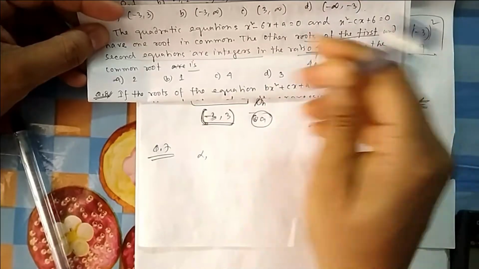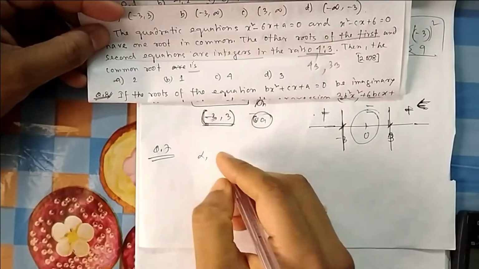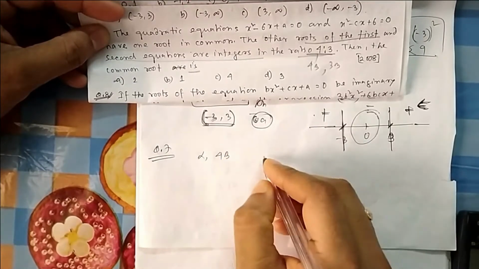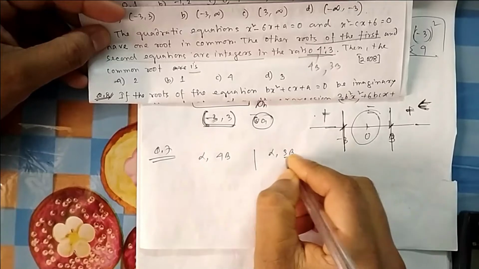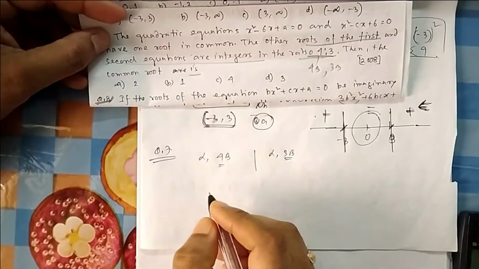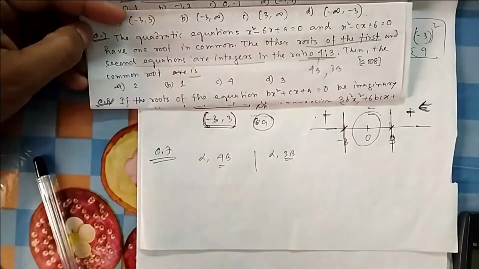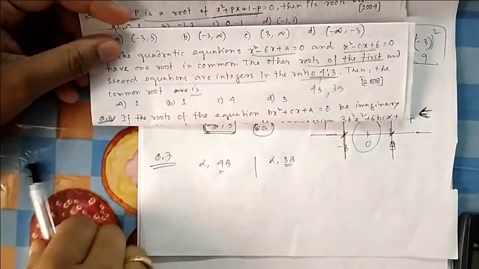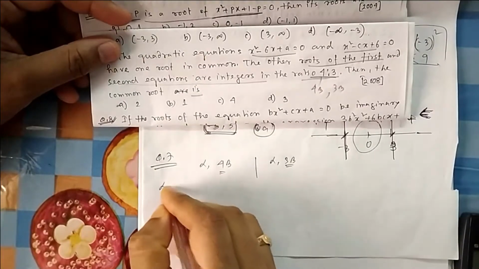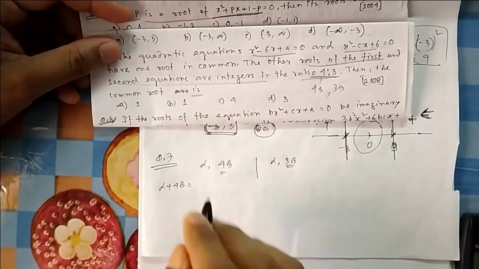Normally we take 4x and 3x, but because x is already used, we'll take 4 beta in one equation, and in the other equation the roots will be alpha and 3 beta, because these two should be in the ratio of 4:3. Now if you see the equations, the format is given with one unknown in each: here a is unknown, here c is unknown. So let us go by what we know, the sum and product of the roots.